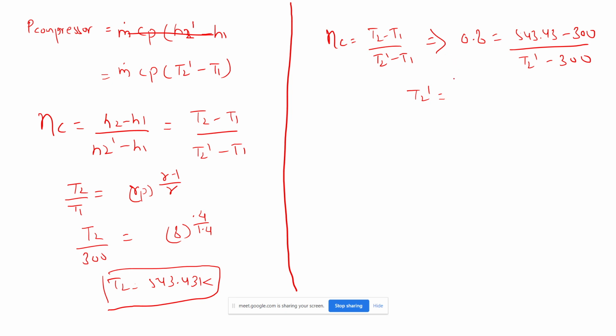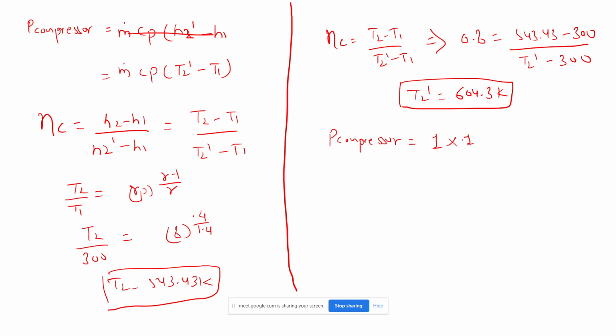604.3. We can write 604.3 Kelvin. Is it okay? Now we just have to put this value here, so we will get the power of the compressor. What will it be? m dot, it is given 1 kg per second. Cp they have given 1.